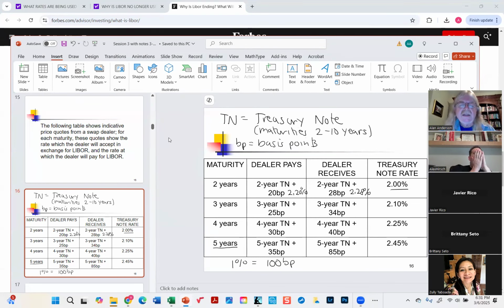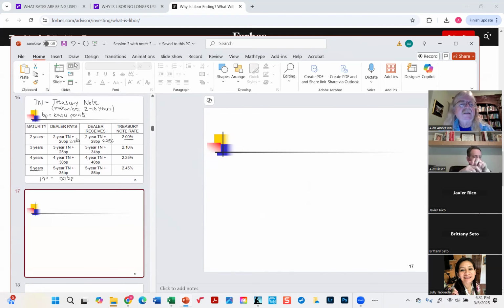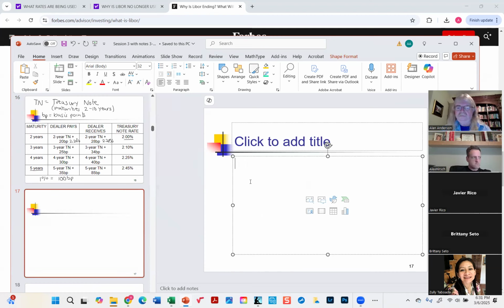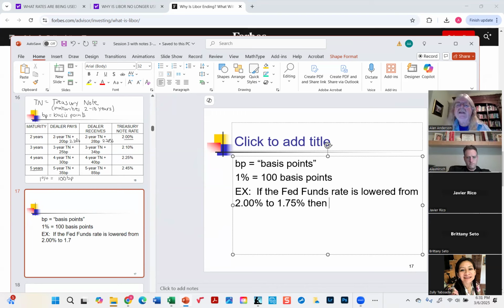And by the way, BP, this is Wall Street jargon. Let me just sneak this in here. It doesn't stand for British Petroleum, it's basis points. Okay. Now, it's common practice on Wall Street to talk about interest rates in terms of basis points. So the way it works is that 1% equals 100 basis points. So let's say if the Fed funds rate is lowered from 2% to 1.75%, then it has been lowered by 25 basis points.